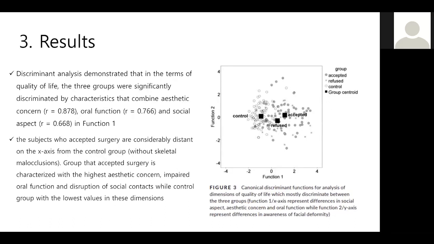Discriminant analysis demonstrated that in terms of quality of life, the three groups were significantly discriminated by characteristics that combined aesthetic concern, oral function, and social aspect in function 1. The subjects who accepted surgery are considerably distant on the x-axis from the control group without skeletal malocclusions. The group that accepted surgery is characterized by the highest aesthetic concern, impaired oral function, and disruption of social contacts, while the control group has the lowest values in these dimensions.